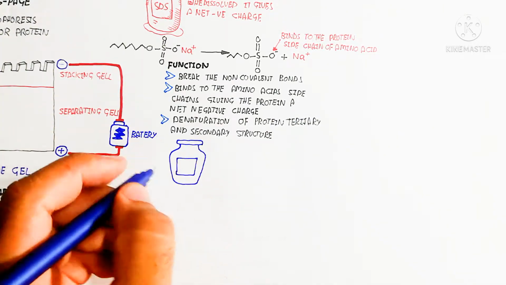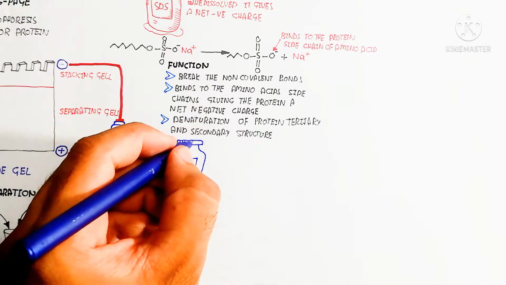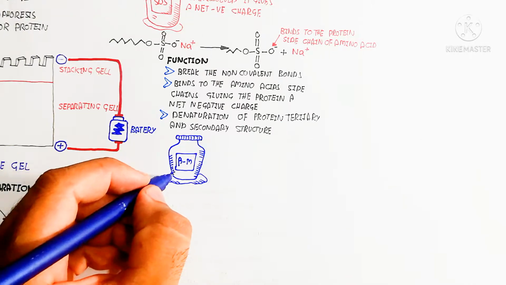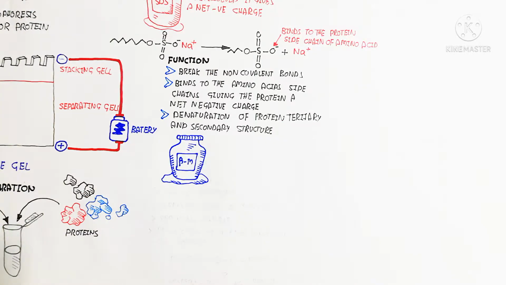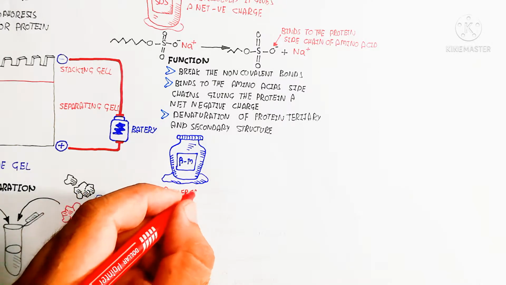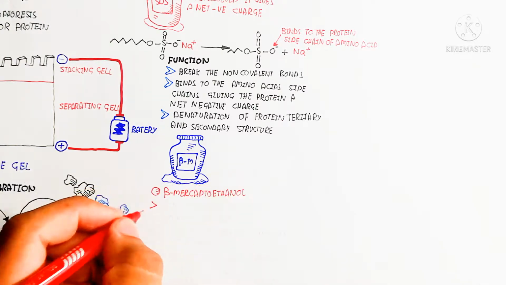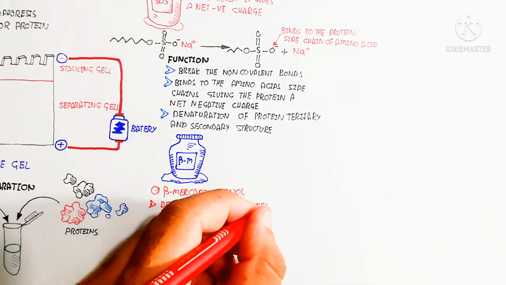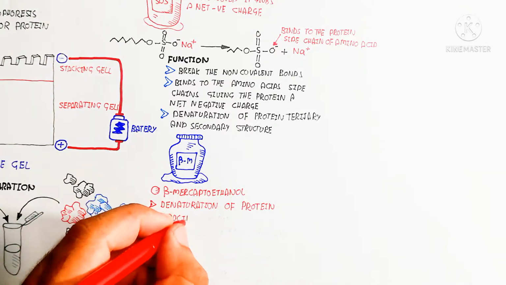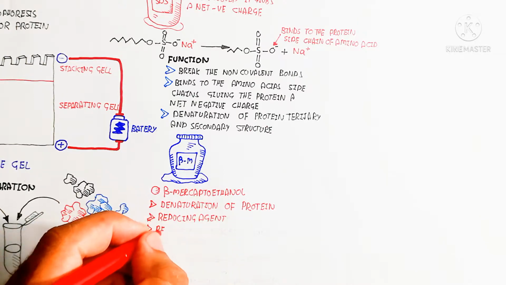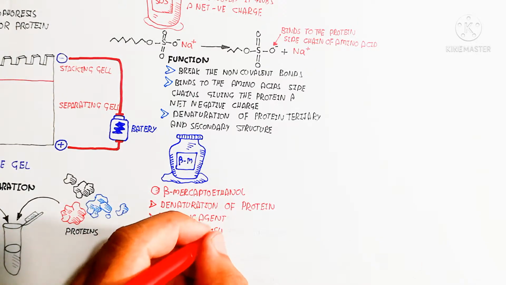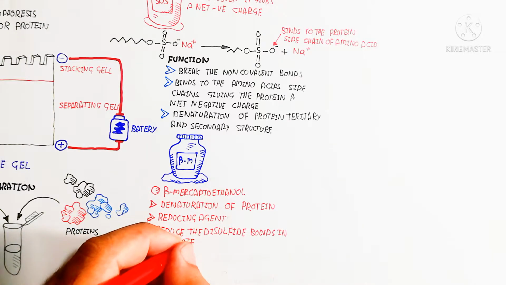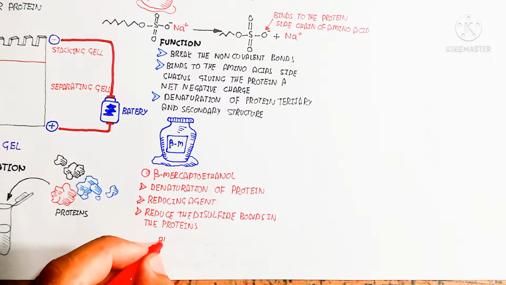So one important thing is that beta mercaptoethanol is used as a denaturation buffer, which denatures protein. Denature means a change of structure but not molecular weight, and as a reducing agent it reduces the disulfide bonds in the protein, which means the disulfide bonds will dissociate. When the disulfide bond dissociates, it means a change of structure from the secondary to the primary structure, but the molecular weight will be retained.